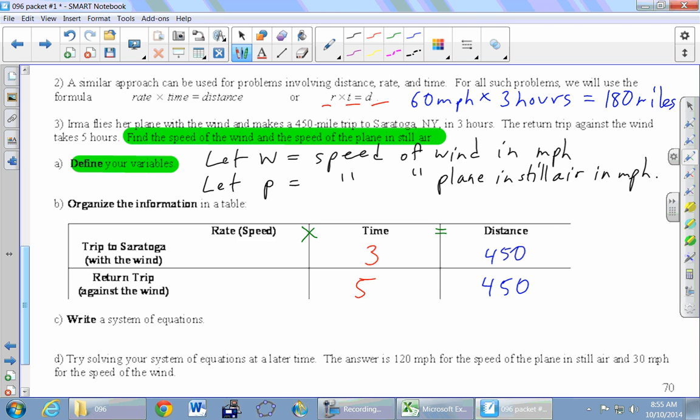It was true with the candy. It was true with the interest, where we invested some money. It was true up above with the antifreeze, and it's true here with this plane distance problem. Okay, so here's the tricky part.